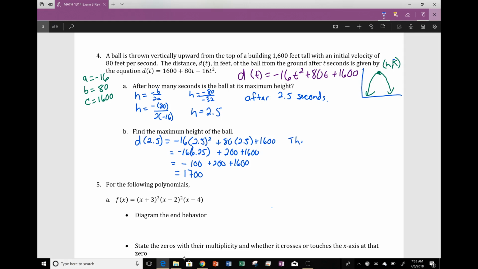So the ball's maximum height is going to be 1,700 feet, because remember, we're talking about feet. And it's going to reach that after 2.5 seconds.